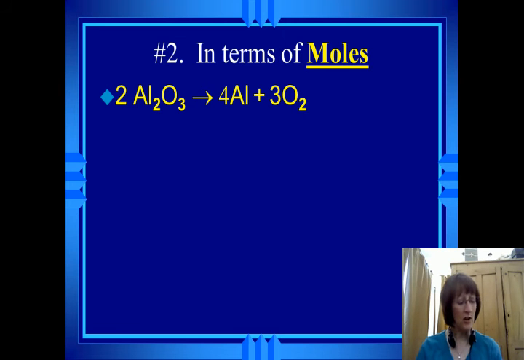Okay, now, besides thinking about it in terms of particles, you can also think about it in terms of moles, because those coefficients in front can stand for moles. And this is more realistic in the lab, we take 2 moles, because we can convert moles to grams and find out how much to measure out in the lab. We can have 2 moles of aluminum oxide, and it's going to decompose to form 4 moles of aluminum and 3 moles of oxygen.